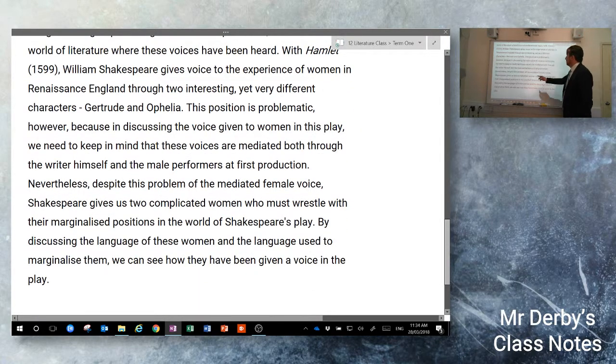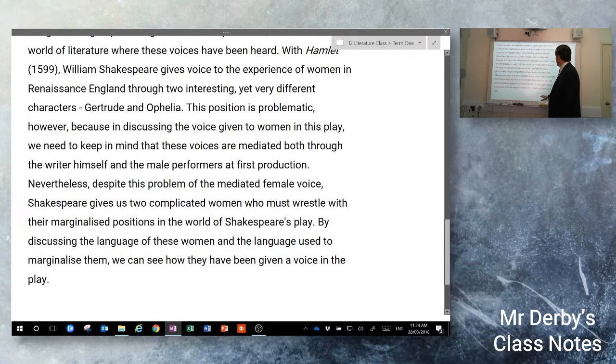Nevertheless, despite this problem of the mediated female voice, Shakespeare gives us two complicated women who must wrestle with the marginalised positions in the world of Shakespeare's play. By discussing the language of these women and the language used to marginalise them, we can see how they've been given a voice in the play.